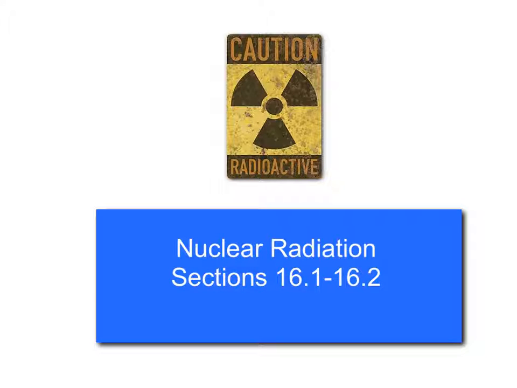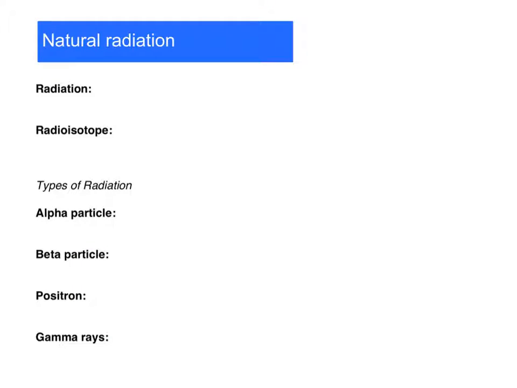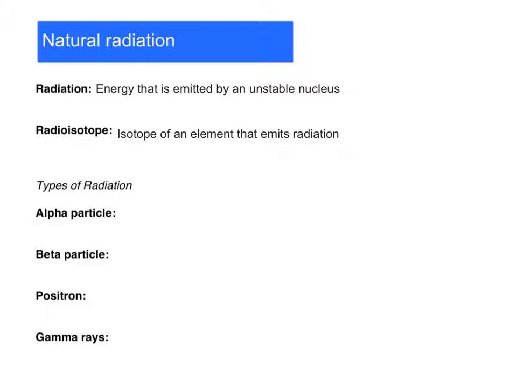Today we're going to begin nuclear radiation, and you've already seen an introductory video from TED Ed about different types of nuclear radiation. Today I'm just going to go over some definitions and the different types of radiation and radioactivity. Some basic definitions that you need to know: radiation is a form of energy that comes from elements that are radioactive, that have an unstable nucleus. A radioisotope is an isotope of an element that emits radiation.